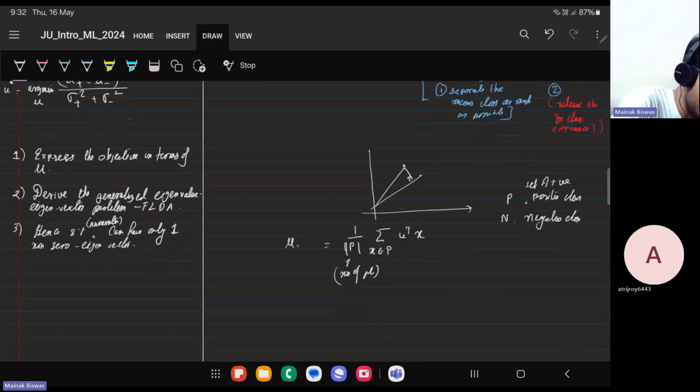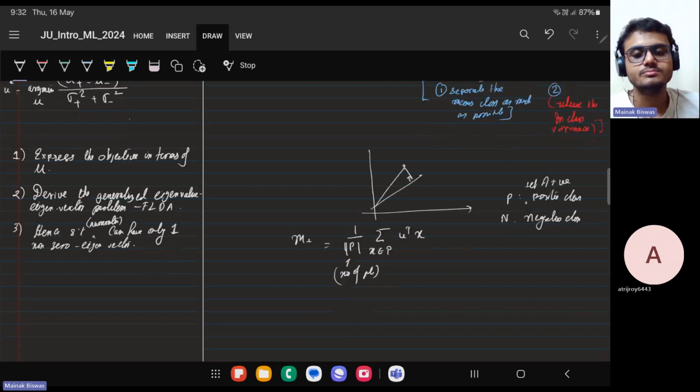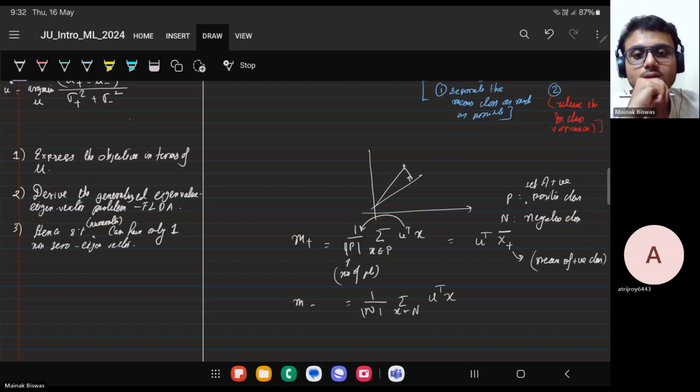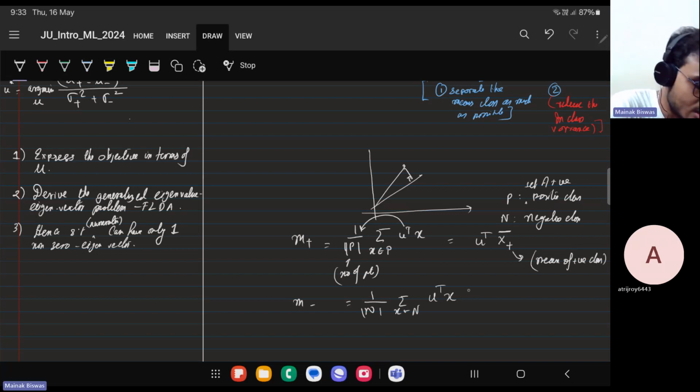So this will be your mu plus or m plus, the mean of the plus class. Similarly, this will be the mean minus, 1 by N, the same way as I wrote in PCA, of U transpose X. So this becomes U transpose X plus bar, the mean of the positive class, right? Do you agree? This U is a constant I can just take out. Similarly, this one is U transpose X minus bar.